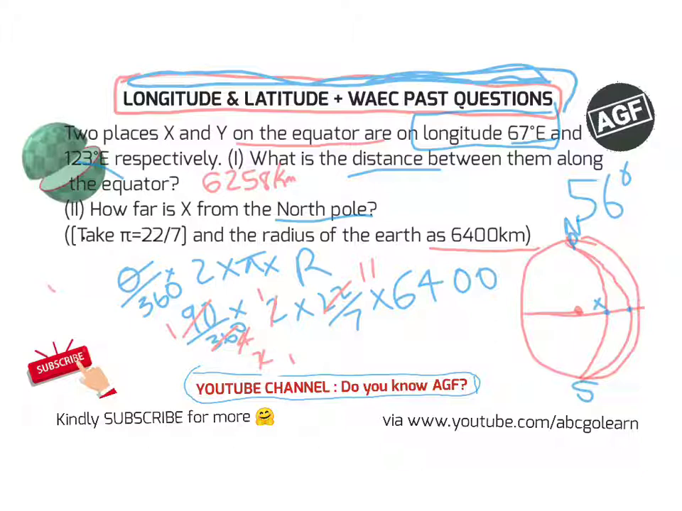11 times 6,400 kilometers over 7. Now, if you try your calculator, you get this value. That will be 10,057 kilometers. Don't forget to add kilometers. It's very, very essential. Now we've gotten the answer.